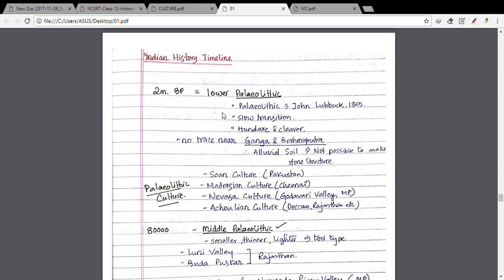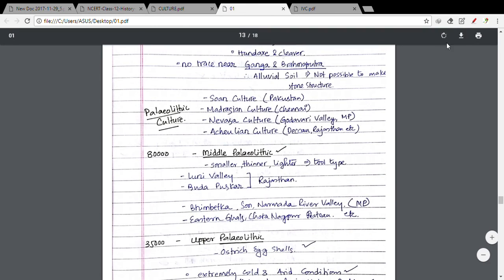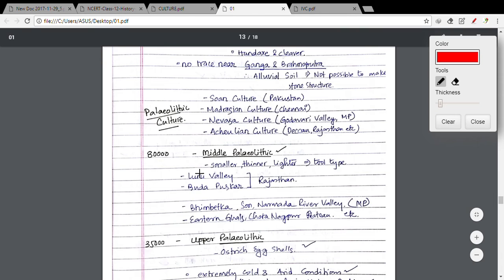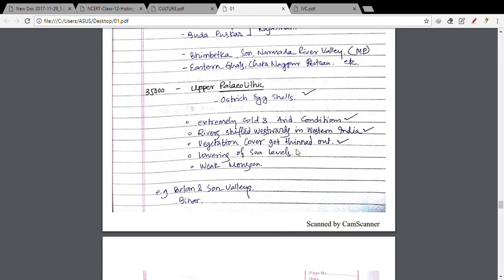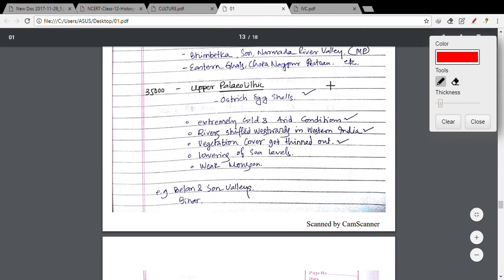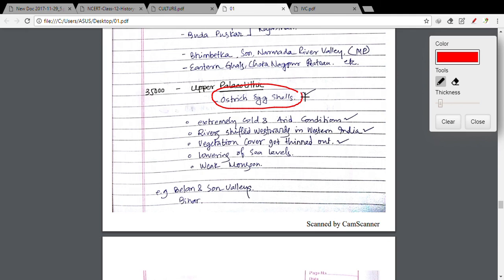Now this is the timeline. I have made my own note of the timeline given in that particular book. So here, look: the Middle Paleolithic sites are the Luni Valley and Budha Pushkar in Rajasthan, Bhimbetka, Son, and Narmada Valley in Madhya Pradesh, the Eastern Ghats, the Chota Nagpur Plateau, etc. If we talk about the Upper Paleolithic, we can find ostrich eggshells during that time, and we will come into this once we start geography.